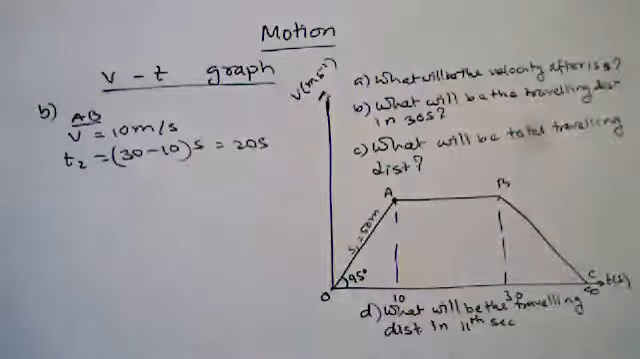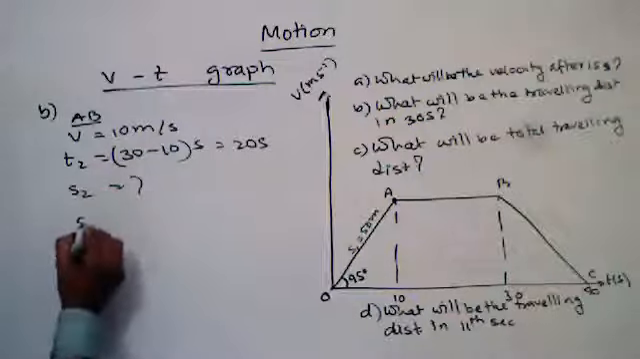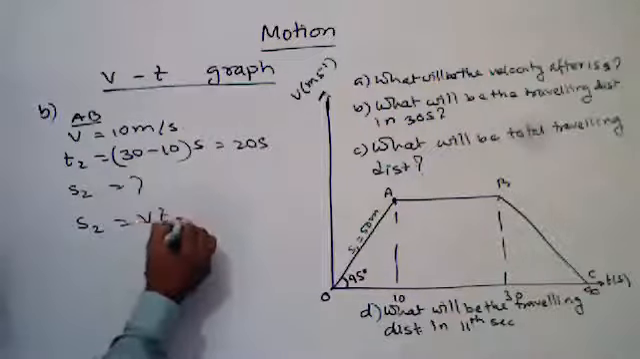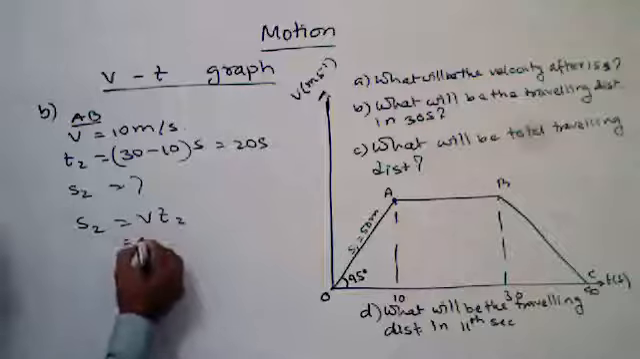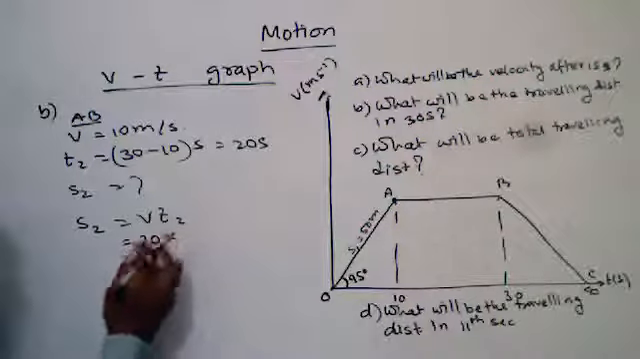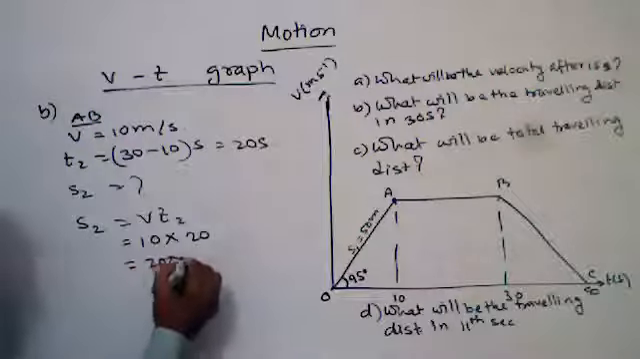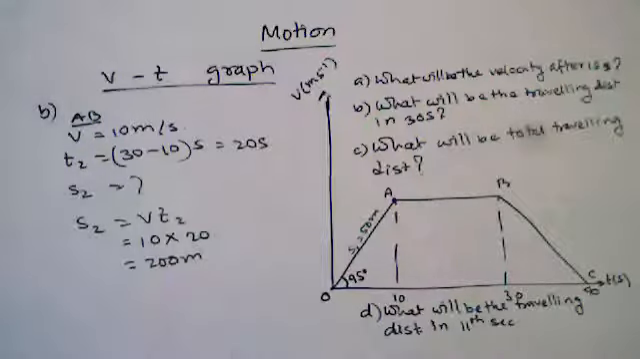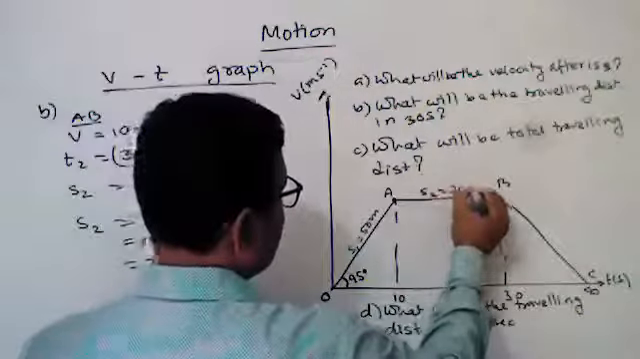Understand? So traveling distance S2 equals what? For uniform velocity, we know v t2. So you can write v equals 10 and t2 equals 20, which gives 200 meter. This is the 200 meter. S2 equals 200 meter.